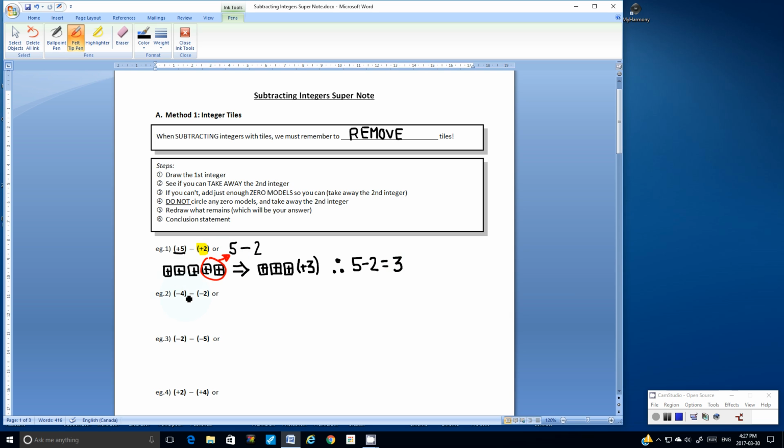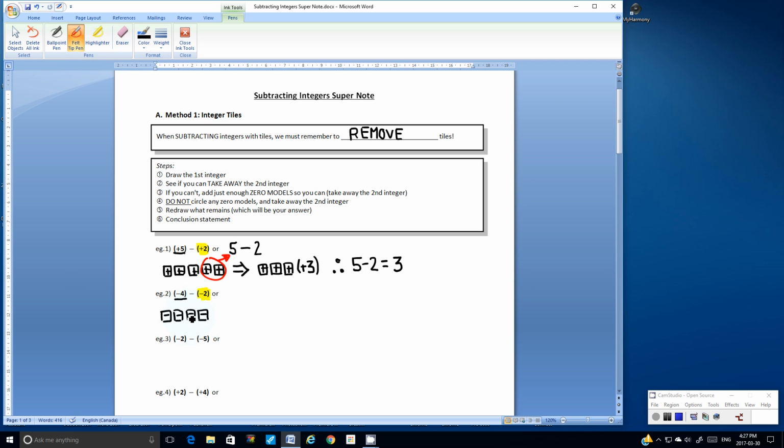All right, example 2. Step 1, draw the first integer. The integer is -4. So let's draw it in. We've got 1, 2, 3, 4 negative tiles. That represents our first integer. Step 2, see if we can take away the second integer. The second integer is -2.